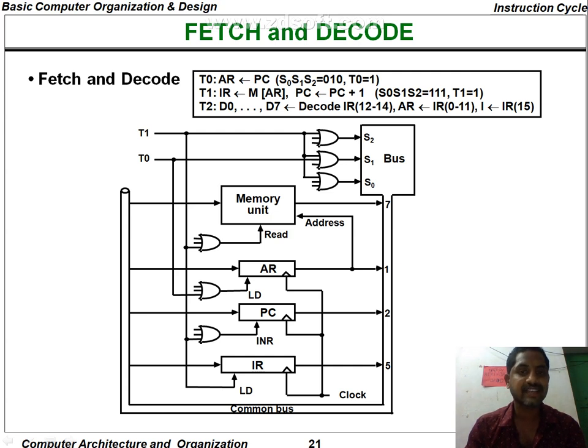Then at the next clock transition, that is T1, in order to implement the second statement, M of AR to IR, then PC to PC plus 1, we first have to enable the read input of memory and place the content of memory onto the bus by making the selection S2, S1, S0 equal to 111, and load the input of IR. PC is incremented by enabling the increment input of PC, so PC equals PC plus 1.